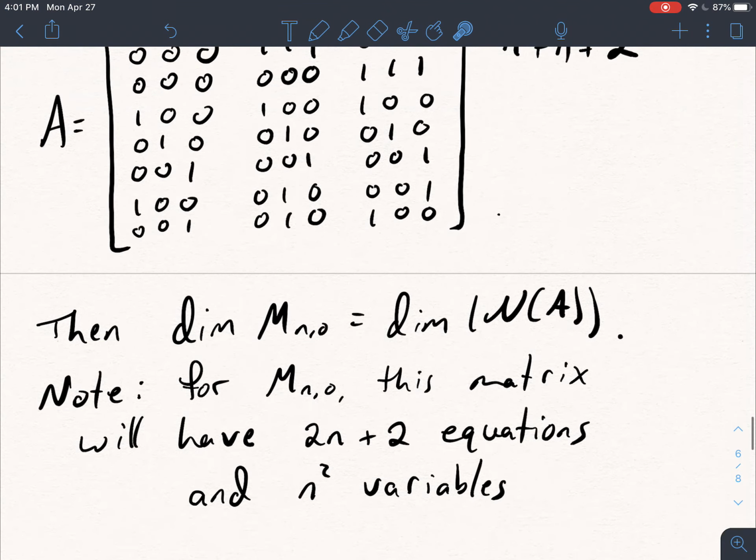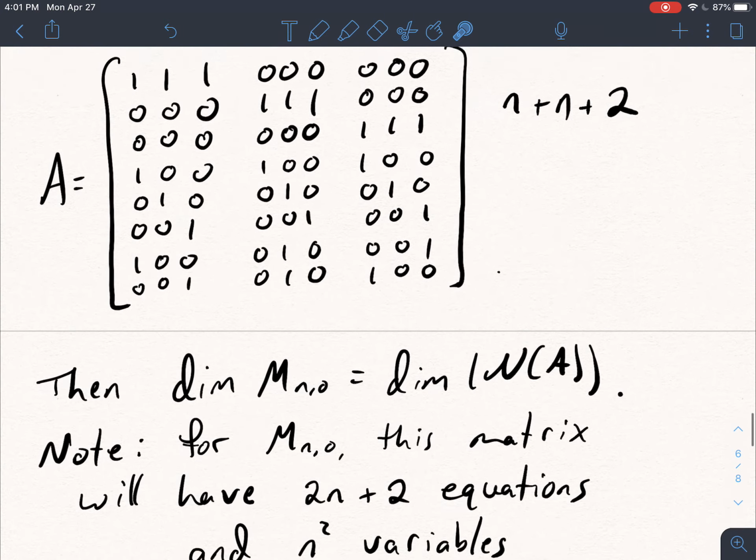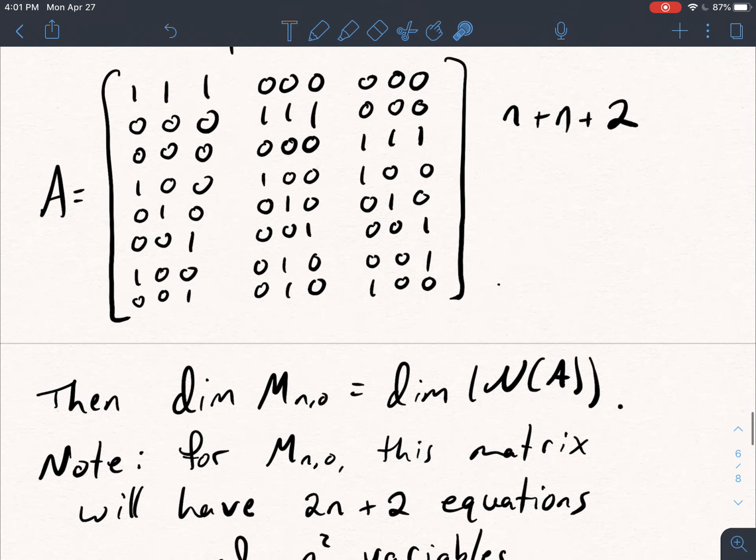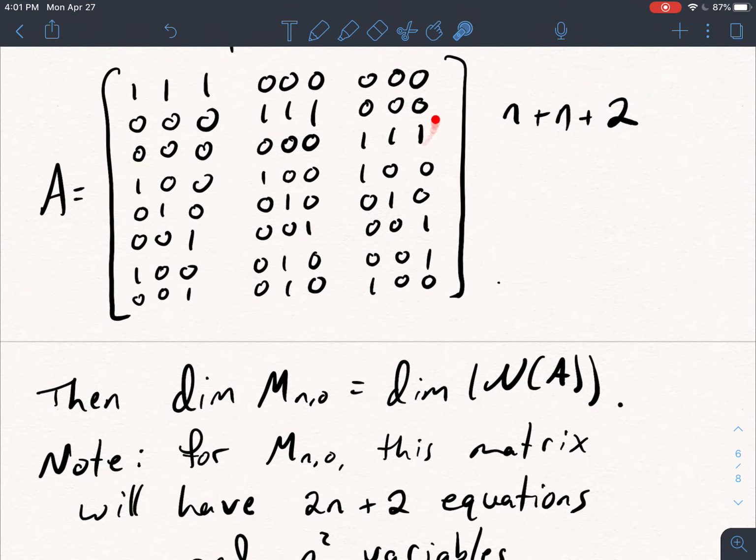The idea here, we're going to look to the rank-nullity theorem again to calculate the nullity. So we're going to calculate the rank of this matrix and use that to calculate the nullity. So what's the rank of this matrix? Well, first thing you might notice, let me just show you this for the 3 by 3 case, and then I'll tell you that it generalizes very easily to the n by n case.